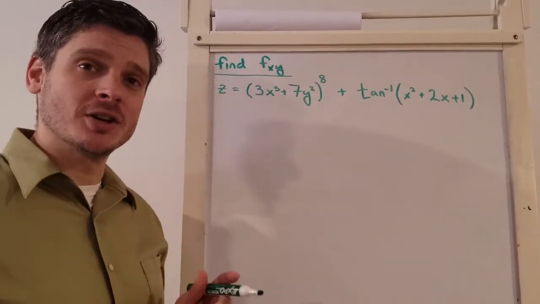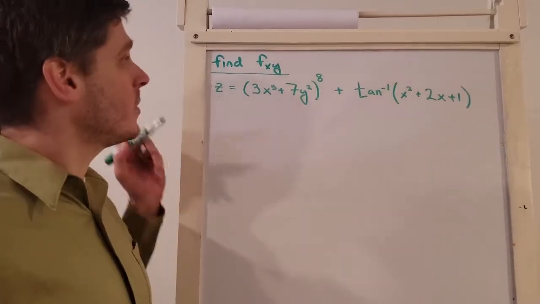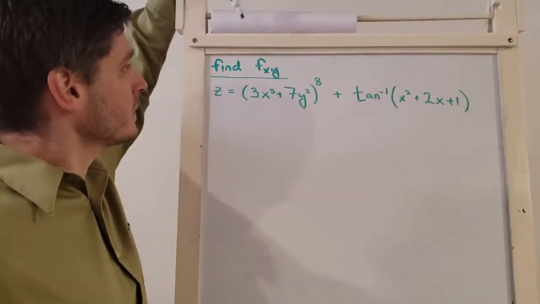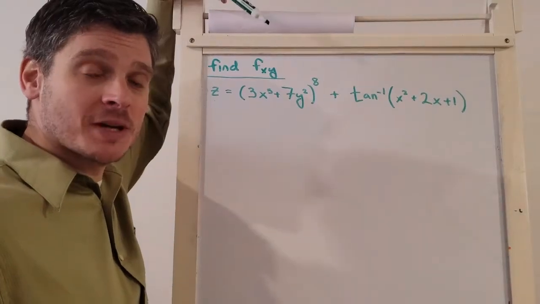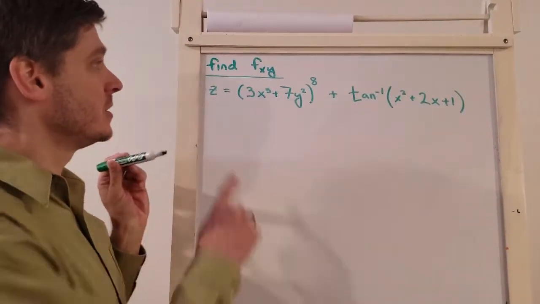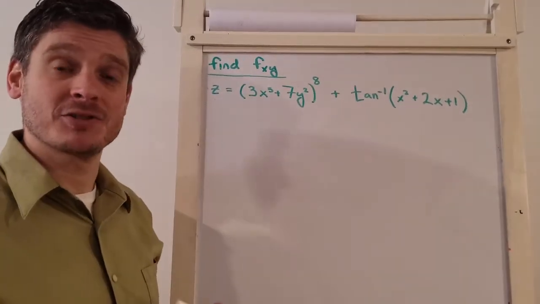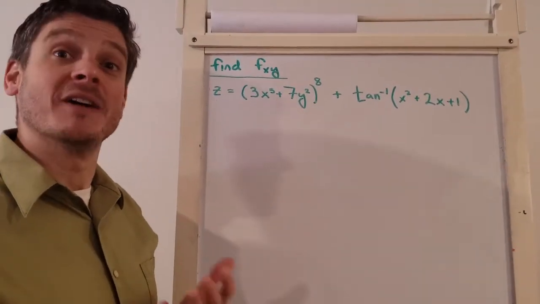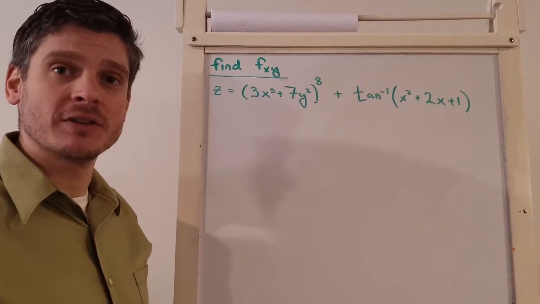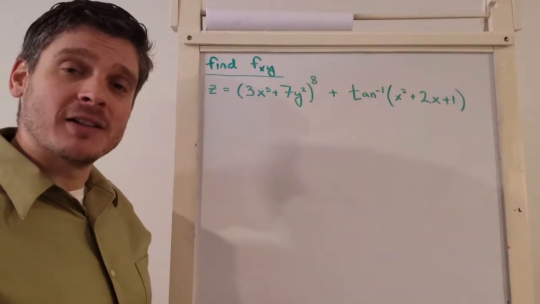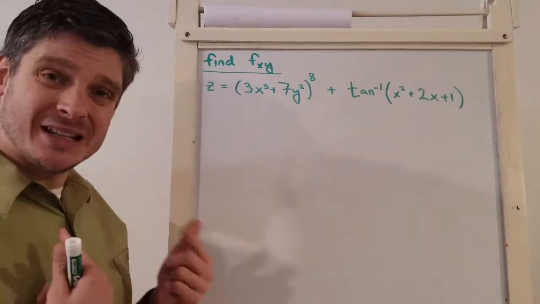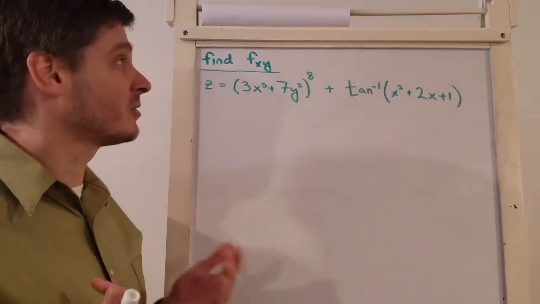Alright, so let's take a look at example 1. Example 1 asks us to find the partial derivative of f with respect to x and with respect to y of this function here. Because we're finding a second order partial derivative, if we can apply Clairaut's theorem, that means we could do it in either order, with respect to x first or with respect to y first.